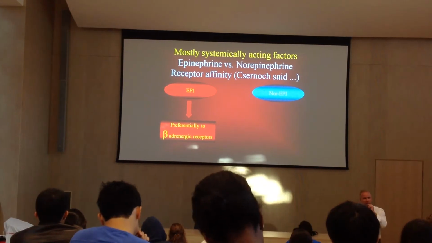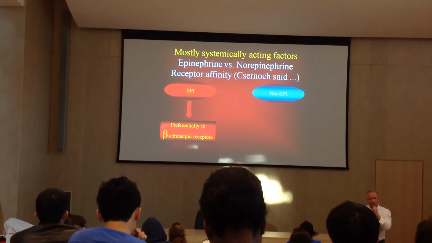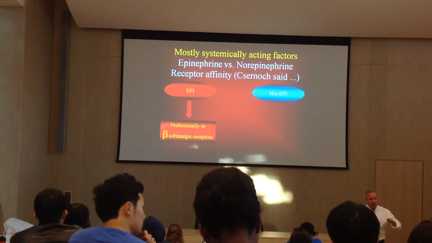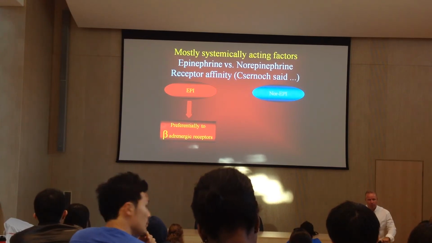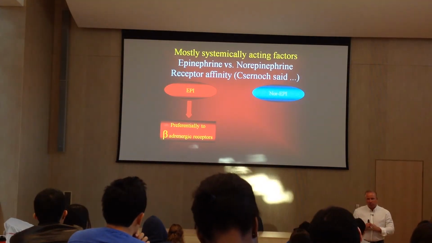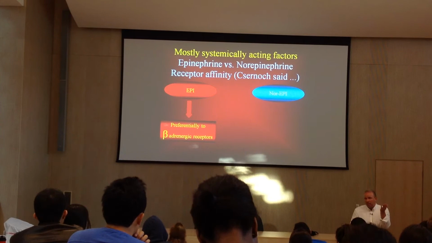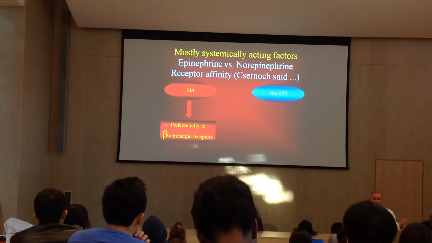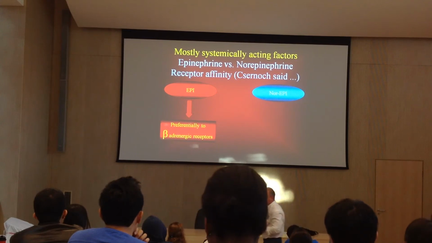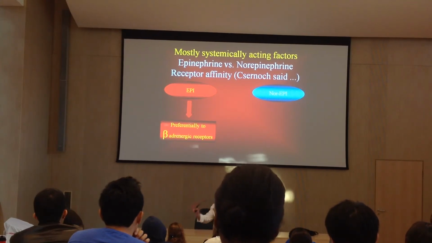Now what does it mean, higher affinity? It means that if I have a low epinephrine concentration, I can go so low as to activate exclusively the beta receptors. If I have a high concentration, I can activate both alpha and beta. But low epinephrine concentrations have very minimal, if any, effect on the alpha receptors. So epi is beta.